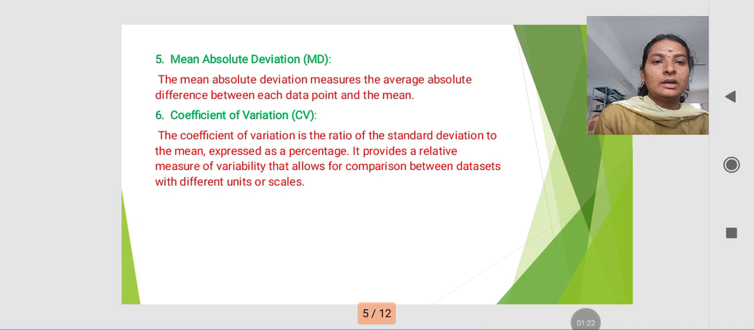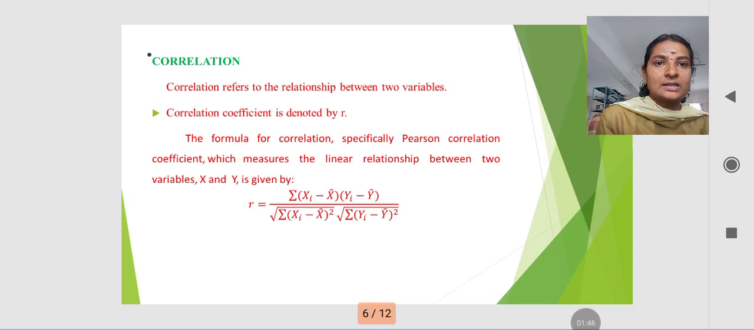Mean deviation. The mean deviation measures the average absolute difference between each data point and the mean. Next one is coefficient of variation. The coefficient of variation is the ratio of the standard deviation to the mean. Expressed as a percentage, it provides a relative measure of variability that allows for comparison between data sets with different units or scale. Correlation. Correlation refers to the relationship between two variables.